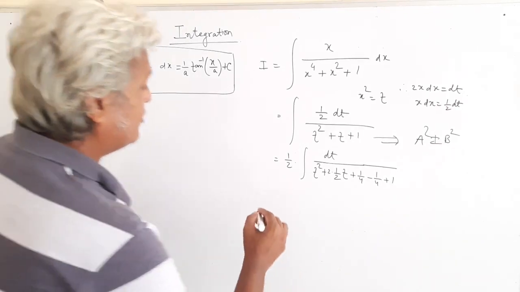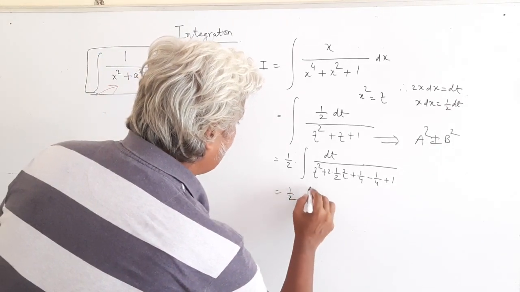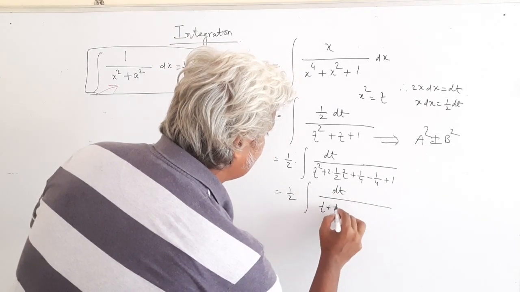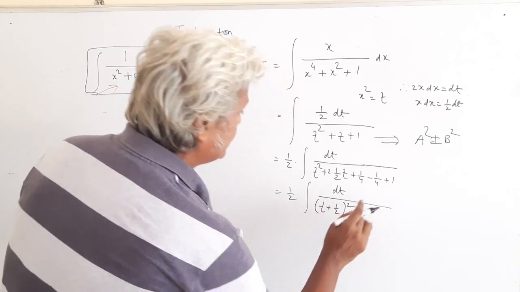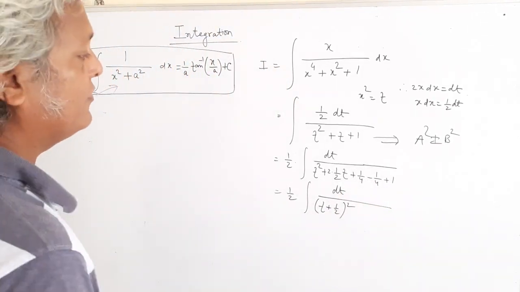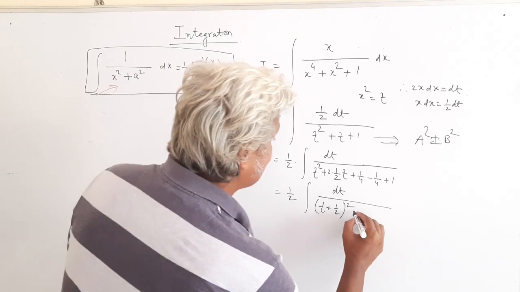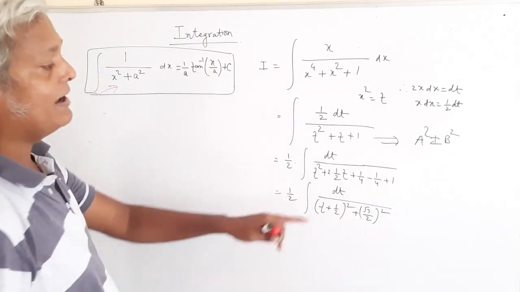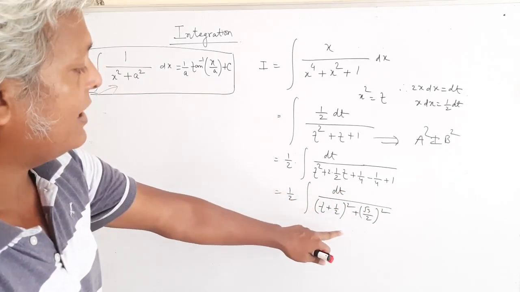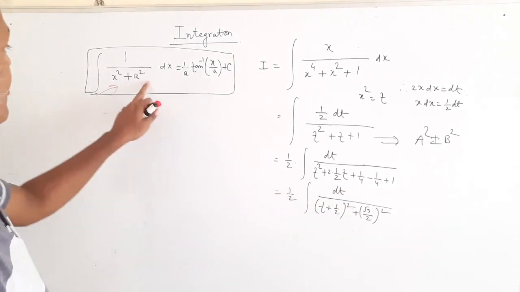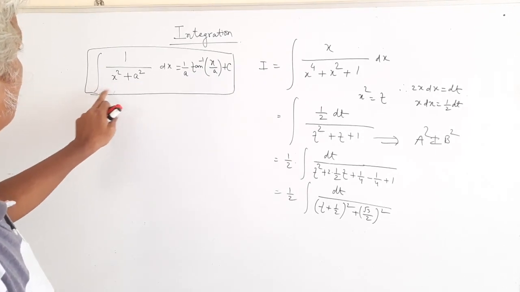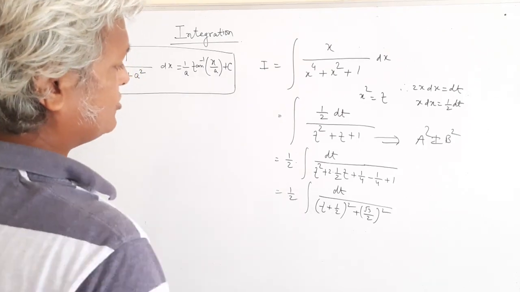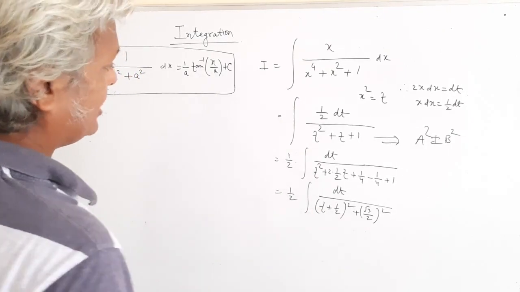It means in this form I can write this as 1 by 2 integration dt over t plus half whole square. Then you are left with 1 minus 1 over 4, that is 3 over 4, and that can be written as root 3 over 2 whole square, because 3 by 4 is nothing but root 3 by 2 whole square. By doing so I am getting this form directly. So here I go, and then I can use the formula. Now you can say, why not use the method of substitution here? Yes, why not? You can use the method of substitution.